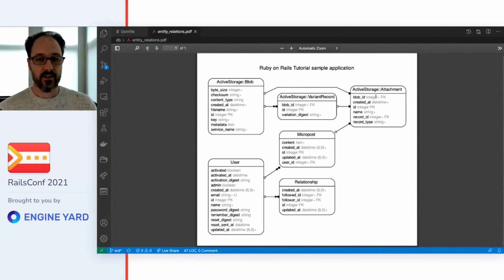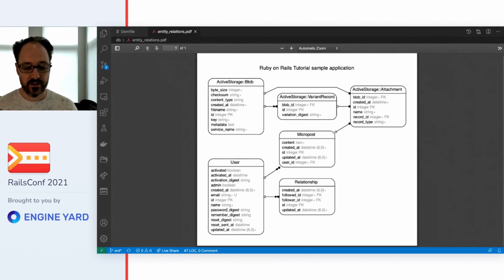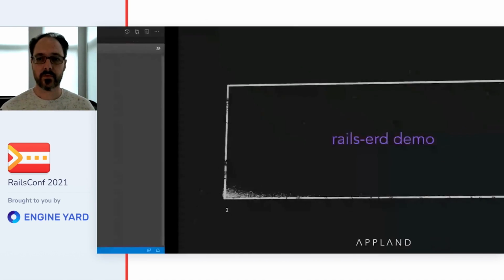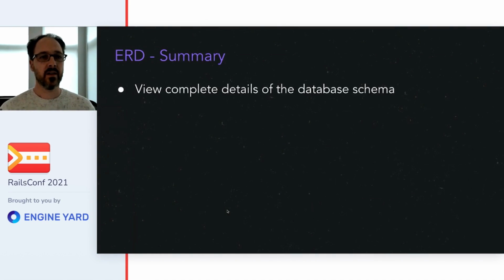I can also get other insights from looking at the schema, such as security. I can see that the password, remember token, and reset token are all stored as a one-way digest, so that if an attacker obtained access to this database, they would not obtain these secrets. So, with ERD, you get complete details of your database schema.